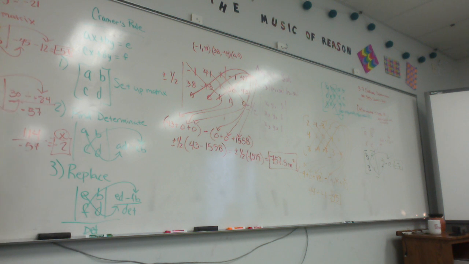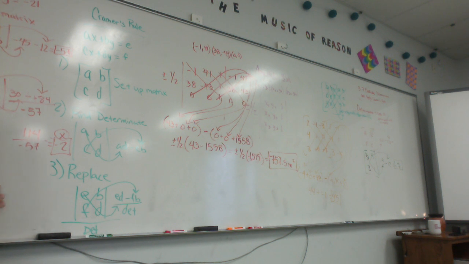Okay? If I wanted to solve y doing the determinant, I would replace again. Okay? And this time, my x's stay the same, so I have 9 and 3. My y's become my answers. Negative 6, negative 21, okay? Do we only have to find one of them? No, you have to find both. That's all over negative 57.